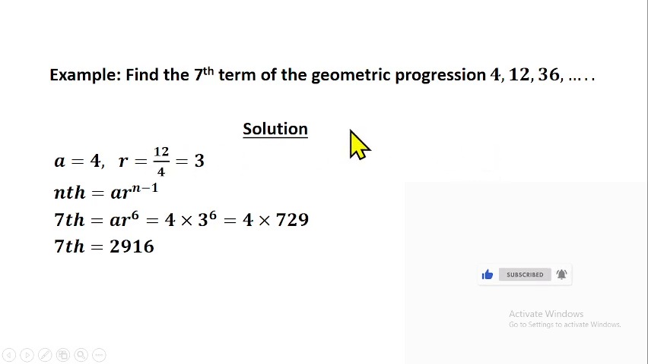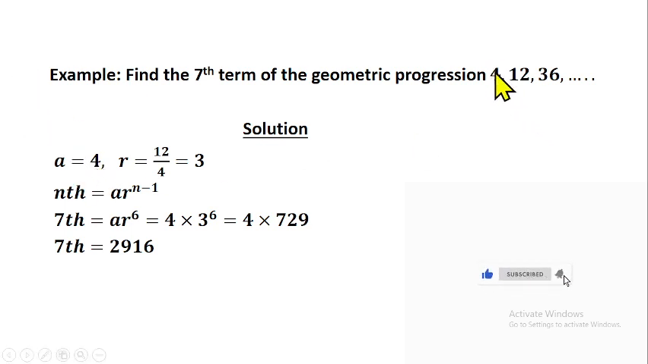Then how do we do that? We can use the formula for finding the nth term in a GP, which is AR raised to power n minus 1. In this case, you have to find the seventh term. That means you'll have AR raised to power 7 minus 1. So the seventh term of a GP is AR raised to power 6. Do you understand that?